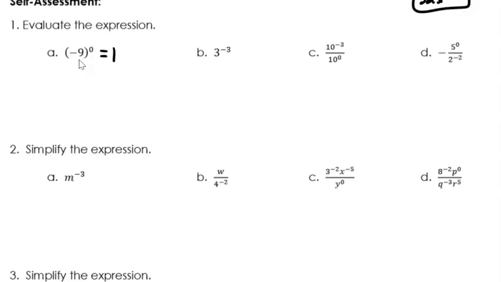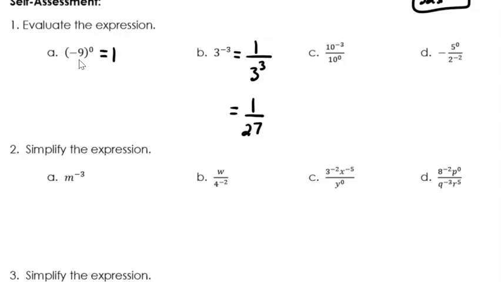All right, on B, we have 3 to the -3rd power. A negative power brings it down. It's a reciprocal, so it moves down to the bottom of the fraction. And so it's 1/3 cubed. I'd be fine with that. Or 3 cubed, I kind of know that one in my head, is 1/27.